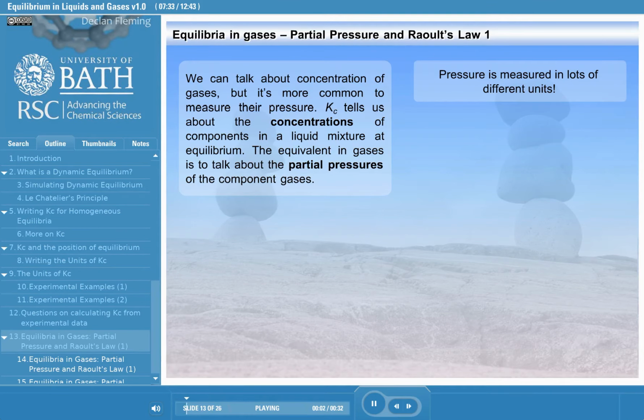We can talk about concentrations of gases, but it's more common to measure their pressure. Kc tells us about the concentrations of components in a liquid mixture at equilibrium. The equivalent in gases is to talk about the partial pressures of the component gases. The first thing about pressure is that it has lots of different units. The best thing to do is to stick with the ones you've been given, unless you've been told otherwise.